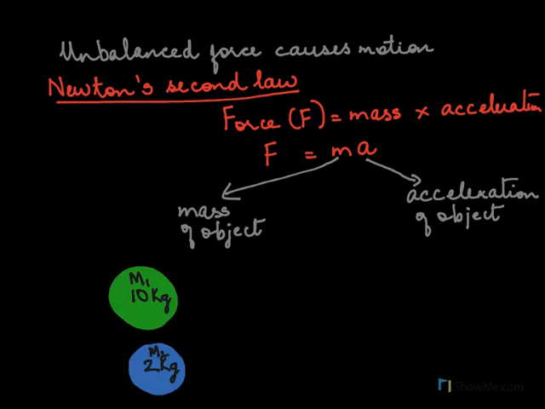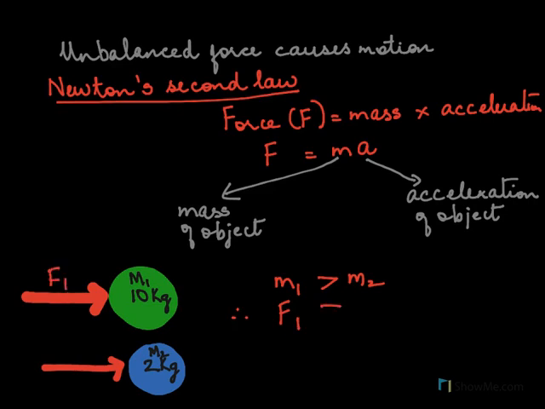Here I have two objects, M1 with mass 10 kgs and M2 with mass 2 kgs. And you'll definitely agree, if I want to push both these objects, the force required to push M1 will be much more than the force required to push M2, because the mass of M1 is greater than the mass of M2. Since M1 is greater than M2, therefore I can say the force required F1 to push M1 will be greater than the force required F2 to push M2.